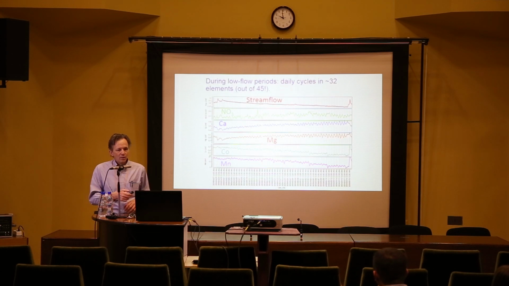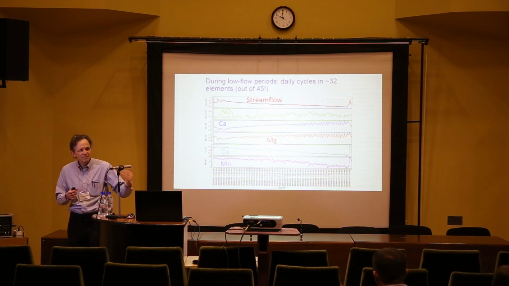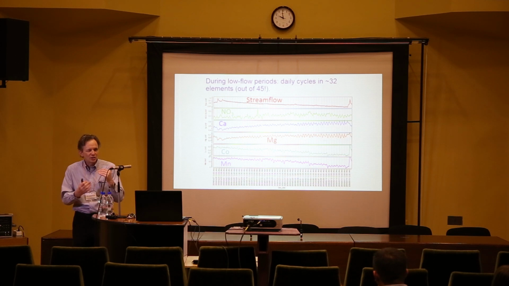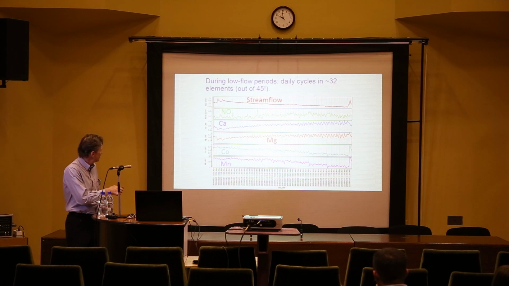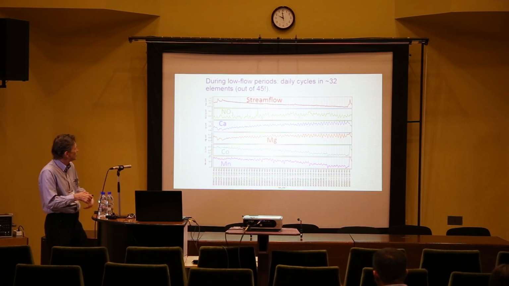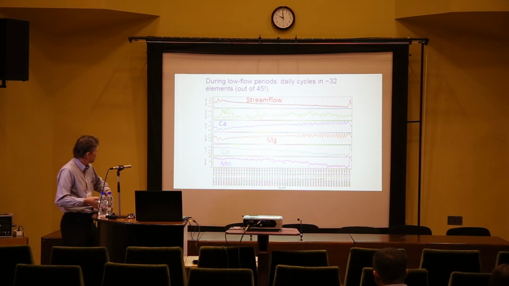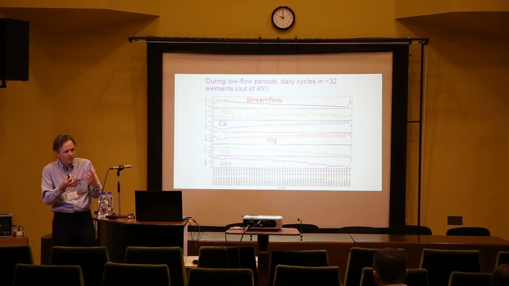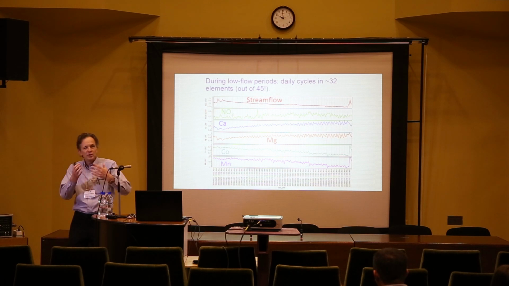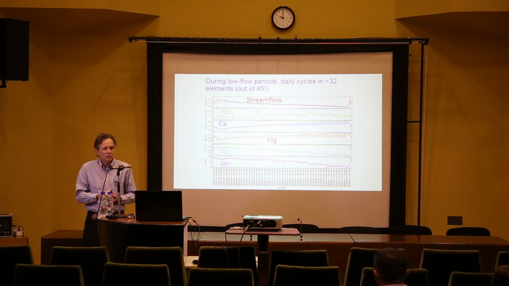Now it turns out that 3/4 of these elements have detectable daily cycles. So we have biologically active elements like nitrate, where you sort of expect a daily cycle as the aquatic ecosystem becomes more or less active. But we also have things like calcium and magnesium. And then we have crazy things like cobalt or manganese, which also vary between day and night for reasons no one really understands very clearly.